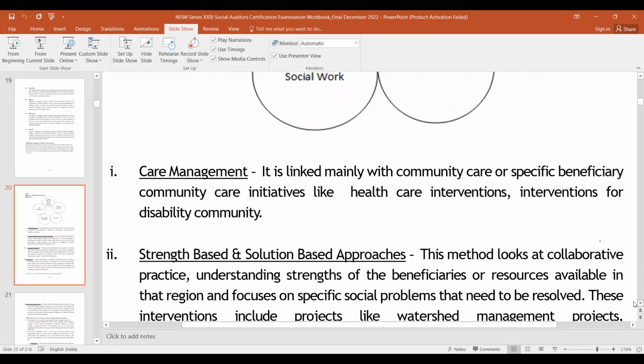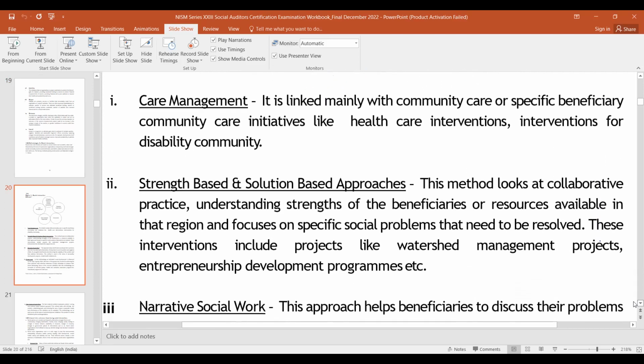Second is strength-based and solution-based. What is it? This method looks at collaborative practice, understanding strengths of the beneficiaries or resources available in that region. Suppose the people of a particular region excel in certain types of weaving. They know a particular type of art. So you can make a collaborative effort just to utilize their strengths. So these interventions include projects like watershed management projects, entrepreneurship development programs, etc.